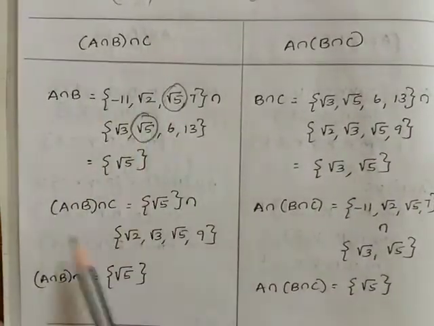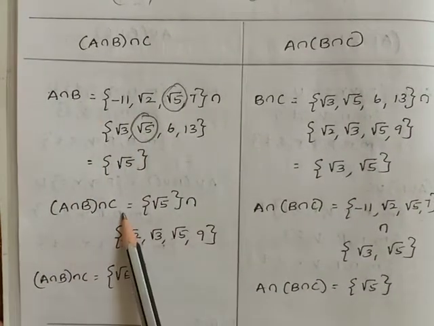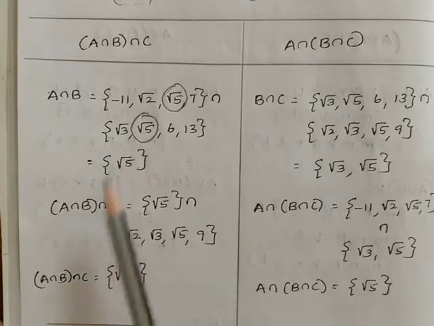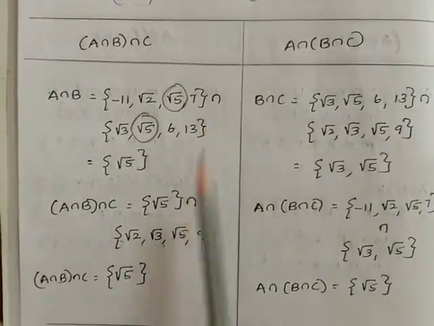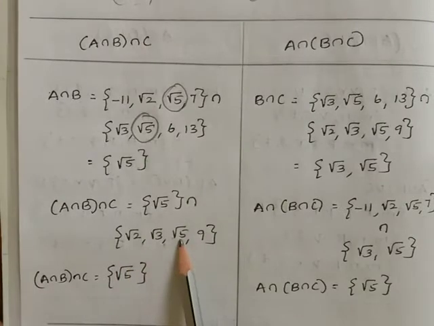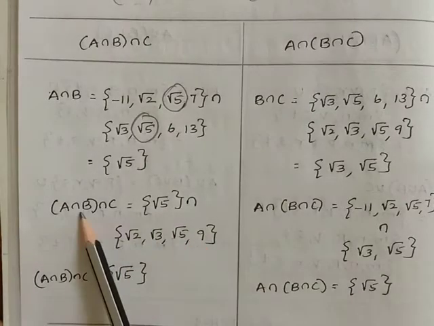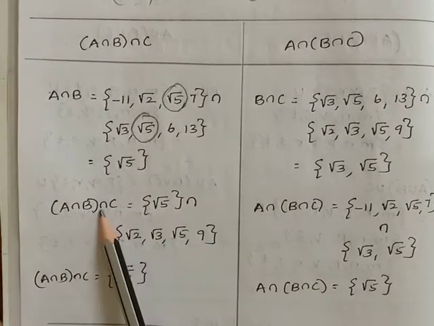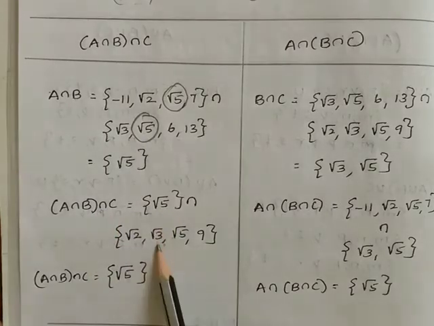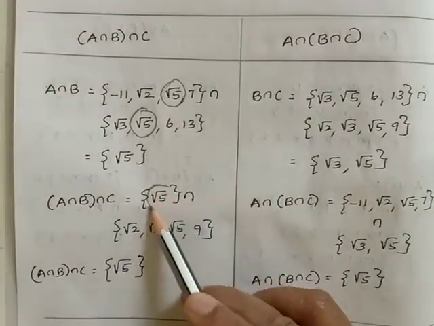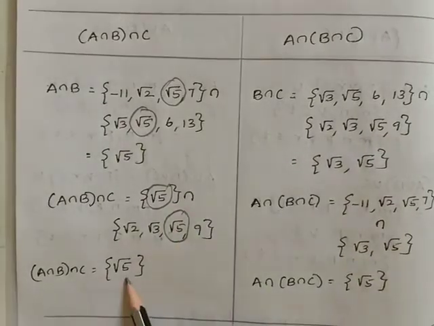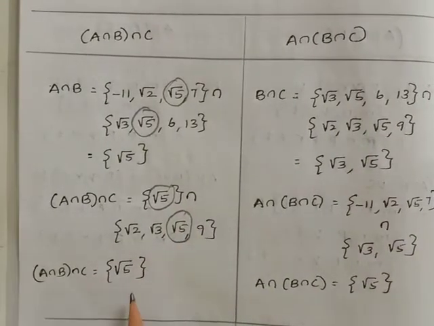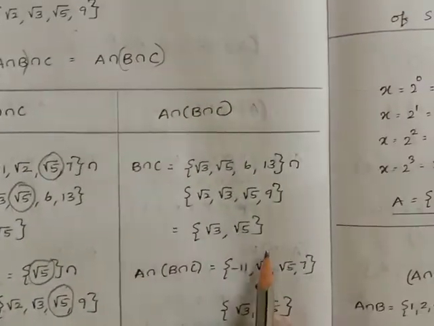Next, we'll find the whole term, (A intersection B) intersection C. The value of A intersection B is root 5. Intersection, the value of C is given in the question: root 2, root 3, root 5, root 9. The relationship between them is intersection. So we'll circle the common element and write it down. The common element here is root 5. So the answer is root 5. Now this is the left hand side. Now we'll come to the right hand side.